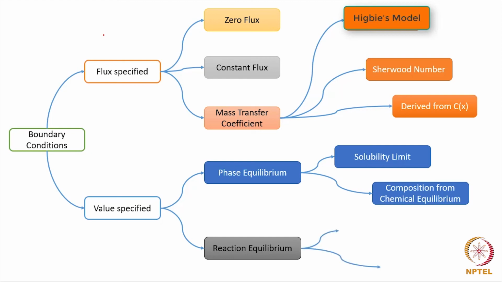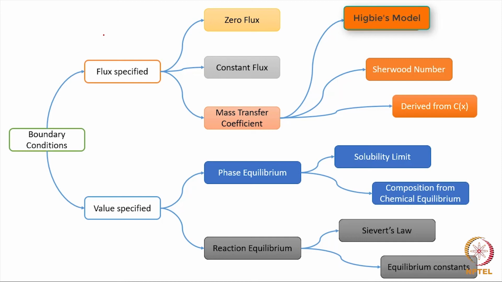Reaction equilibrium is very similar, where we have a gas that is getting adsorbed into the metal at high temperature, and that leads to the flux. Usually Sievert's law can be applied, and in a very generic sense you can express the equilibrium constant for the particular reaction and use it to arrive at the value of the composition at the boundary. You can see that Sievert's law is nothing but a special case of a very generic equilibrium constant being used for a reaction equilibrium at the boundary.